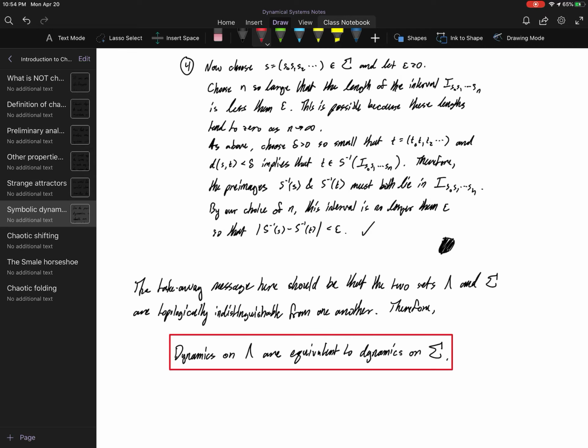And in the next video, we're going to talk about the dynamics that we see on sigma because we can directly relate that back to the dynamics on lambda. So we're going to show that the shift map is chaotic on sigma, and therefore our dynamics that we see from the logistic map are chaotic on lambda.